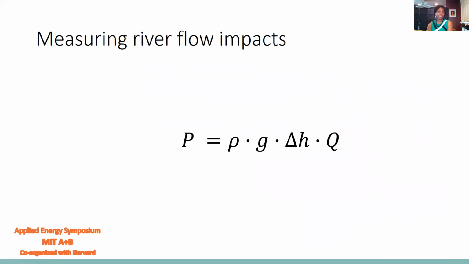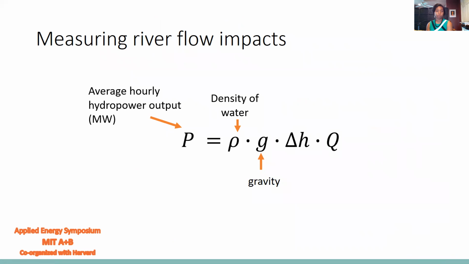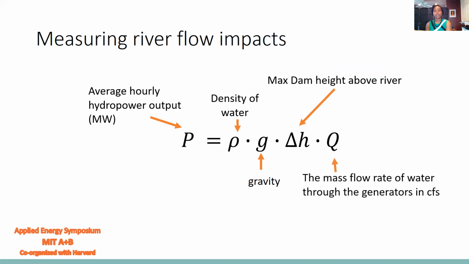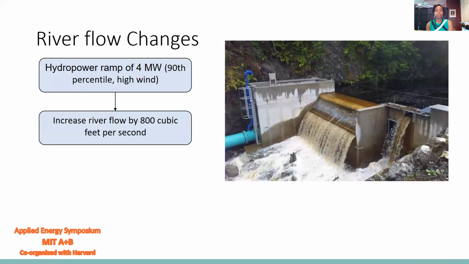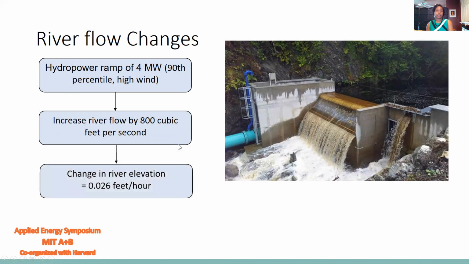So we also need to connect this to river flow impacts. The average hourly hydropower output in megawatts is going to be equal to the density of water multiplied by gravity, times the maximum dam height above the river, multiplied by the mass flow rate of water through the generator. And so here we see that the hydropower ramp of 4 megawatts, or that 90th percentile of high wind, would increase the river flow by 800 cubic feet per second. And that can lead to a change in river elevation of 0.026 feet per hour.